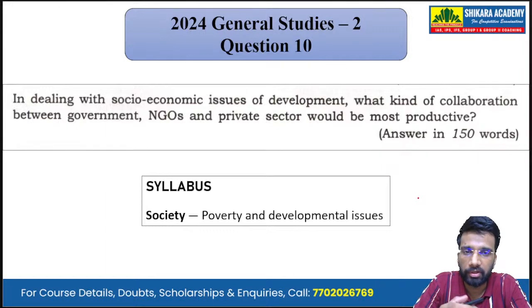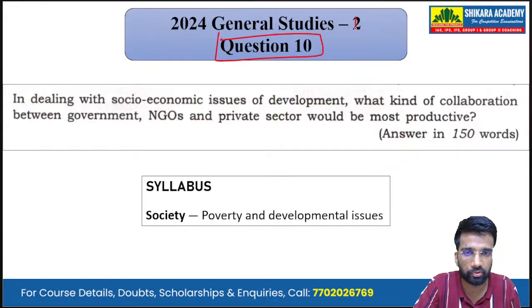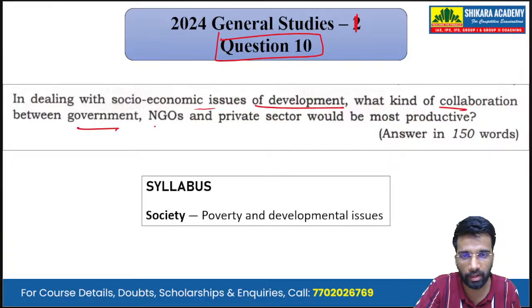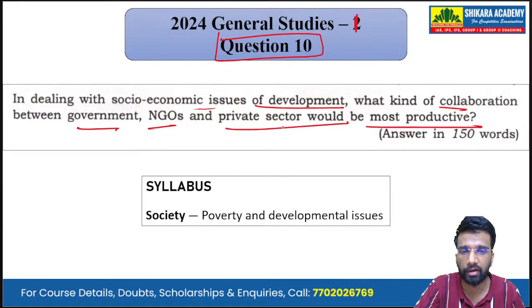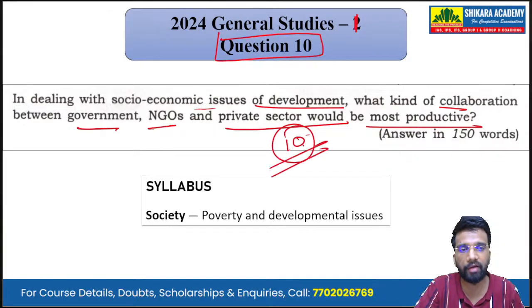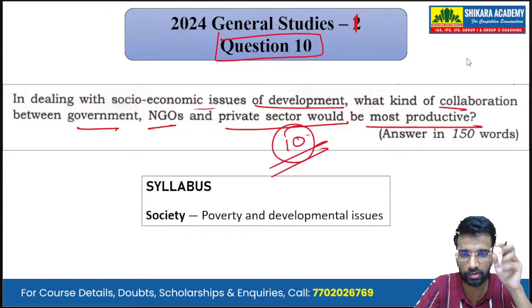Then moving on to the final question, that is question 10 of 2024 GS Studies Paper 1. In dealing with socio-economic issues of development, what kind of collaboration between government, NGOs, and private sector would be most productive? A simple 10-mark question that we have to answer in 150 words.